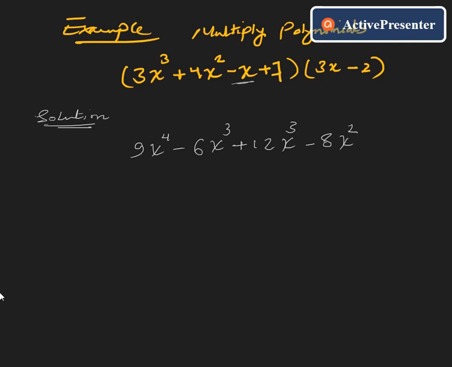What about now minus x multiplied by 3x is minus 3x squared, and minus x multiplied by minus 2 should be plus 2x. What about 7 multiplied by 3x is plus 21x, and now 7 multiplied by minus 2 should be minus 14.